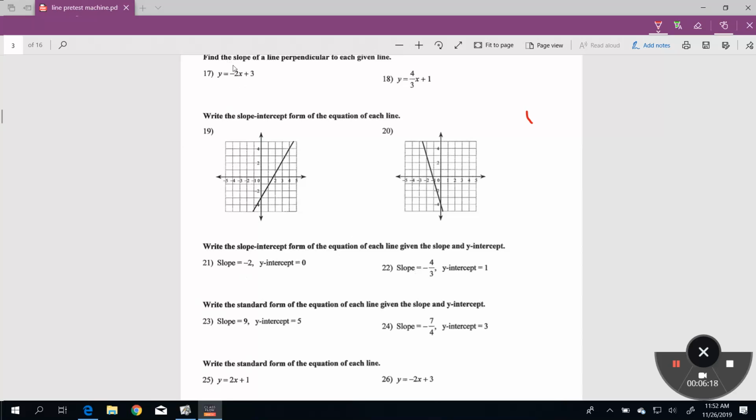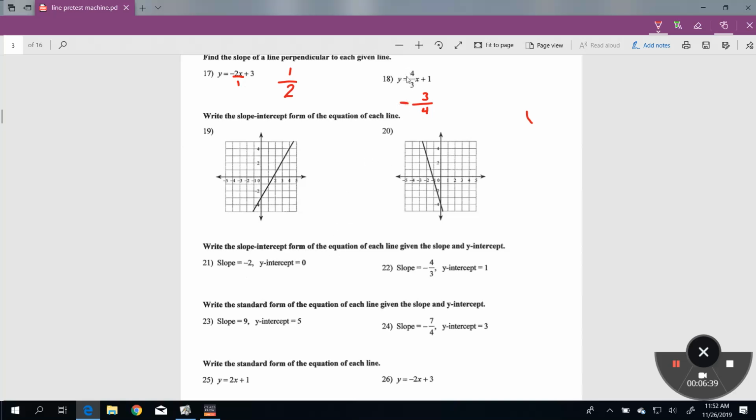So on number 17, it says, find the slope of a line perpendicular to each given line. So remember, that's really over 1. Perpendicular is flipped upside down, and it's the opposite sign. Since this was negative, this one will be positive. So over here, the slope of a perpendicular line will be 3/4. Since this is positive, this one will be negative.